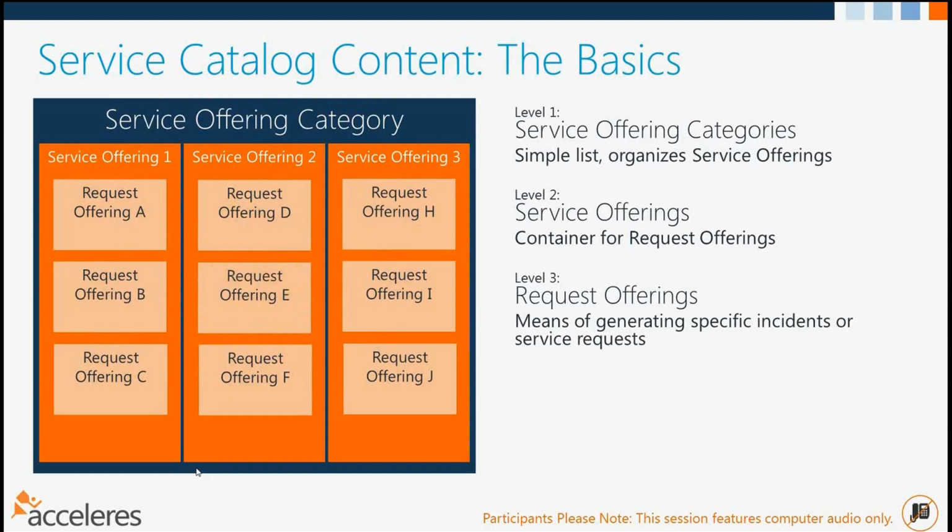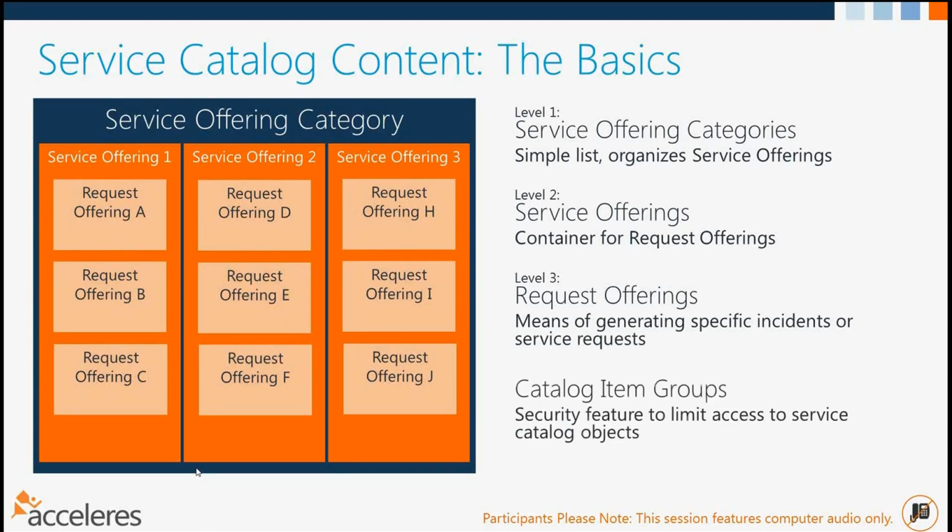And these request offerings represent the actual requests that end users can make on the portal. These have web forms that are associated with them that will ask for information that users can input, and these ultimately are going to generate either an incident or a service request inside of Service Manager. And then the catalog item group is really just a group of request offerings and service offerings.